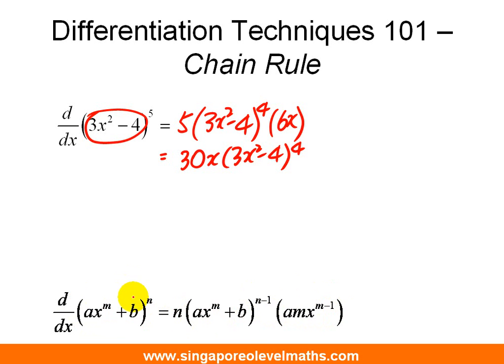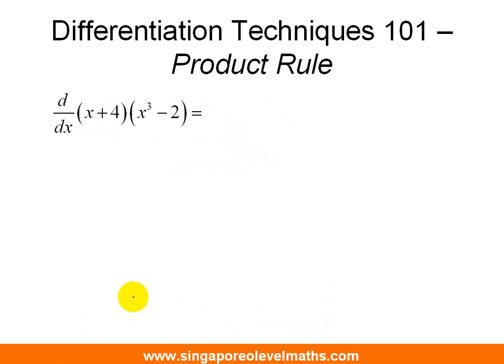Now let's go on to the next rule in differentiation. The second rule is called product rule. When do we use this rule? When you see your variable, in this case x, being multiplied. Hence the name product rule.